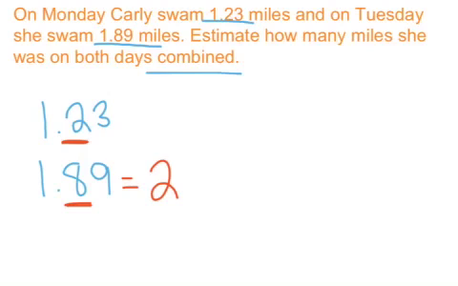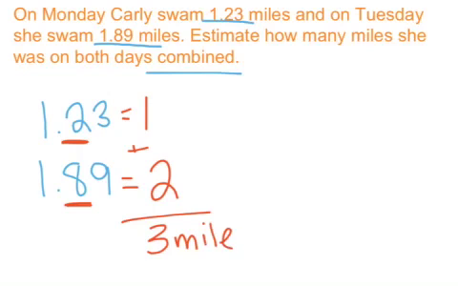Let's look at our 1.23, and 2 is definitely below 5, so this 1.23 will stay as 1, and then we'll add them up, and our estimate is 3 miles. Don't forget your units for this. If it asks you for units, don't forget them, okay? So 3 miles is what she swam.